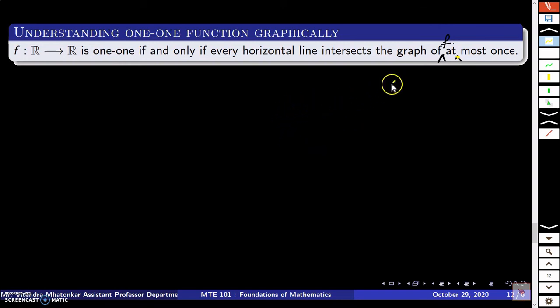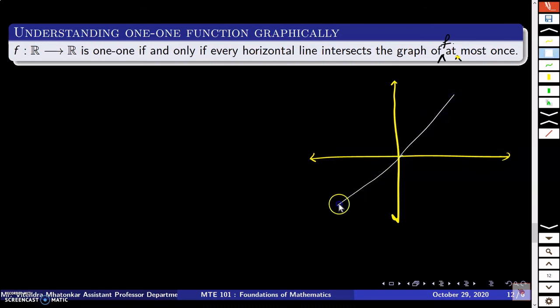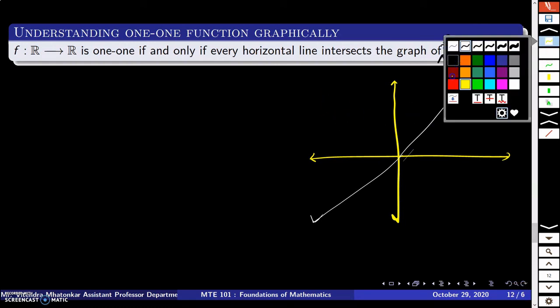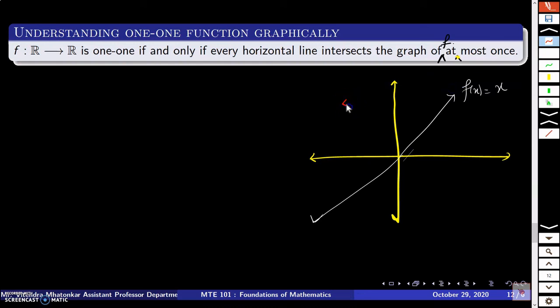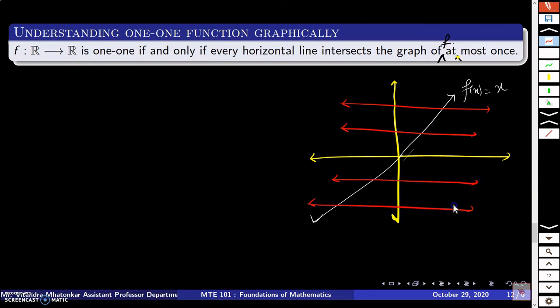So if you see the function now, let's say the identity function, that's here, approximate diagram I'm drawing, more or less this. So that's a function, identity function. No matter which horizontal line you pick up, that is never going to cut the graph at more than 1 point. Okay, it is cutting exactly at 1 in this case. So such a function is said to be 1-1. Okay, so that's 1-1.